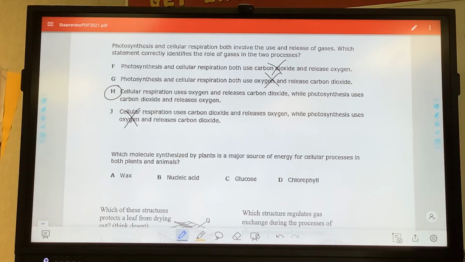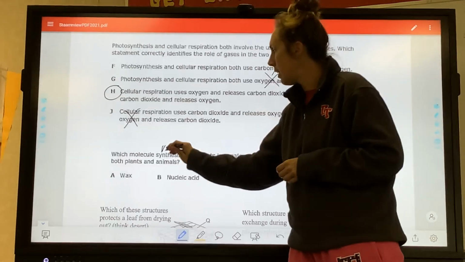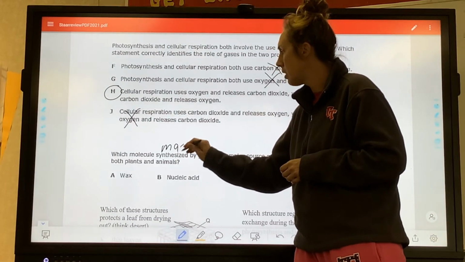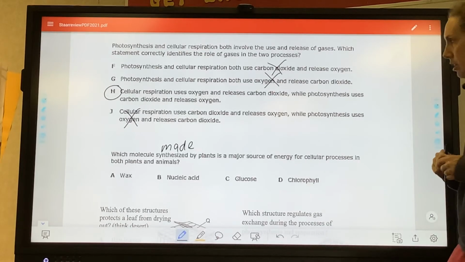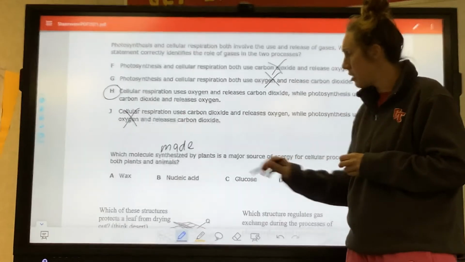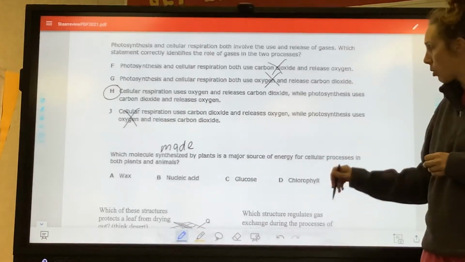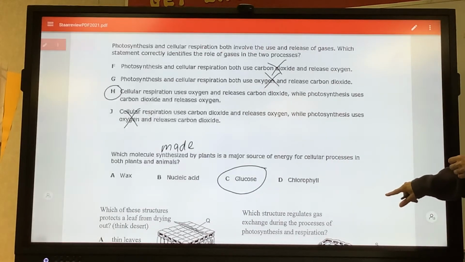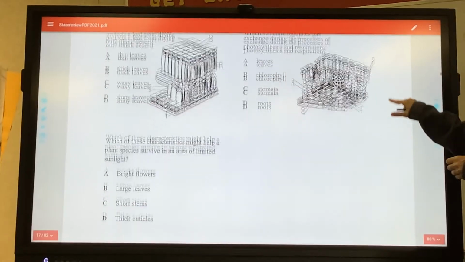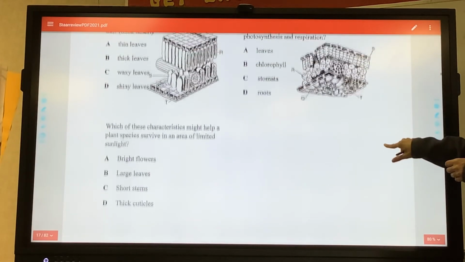Okay, which molecule synthesized by plants? Synthesize just means make, right? To synthesize something, you make it. Which molecule made by plants is a major source of energy? Wax doesn't give me energy, nucleic acids don't give me energy, and chlorophyll doesn't give me energy, glucose does. Yay, last questions.